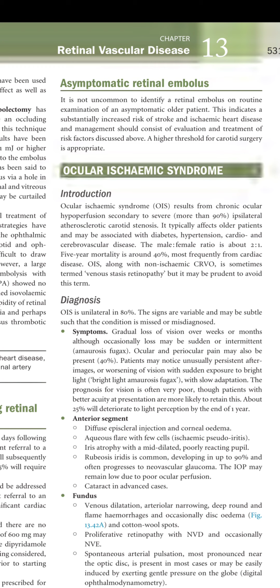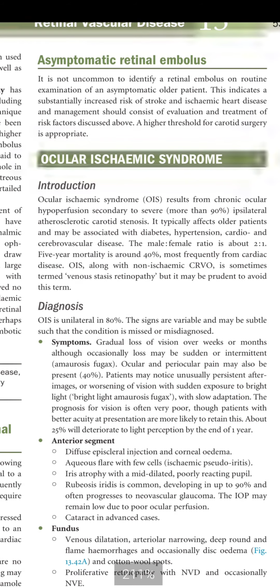So, welcome to the Kanski lecture series, and this is retinal vascular disease part 8. And in this part, we are going to discuss ocular ischemic syndrome.